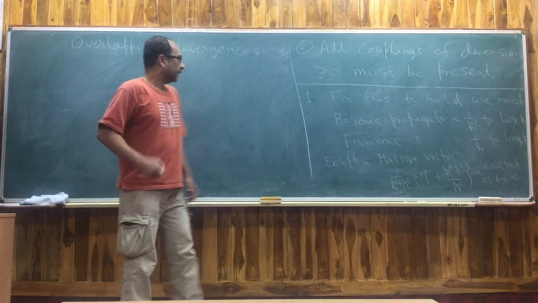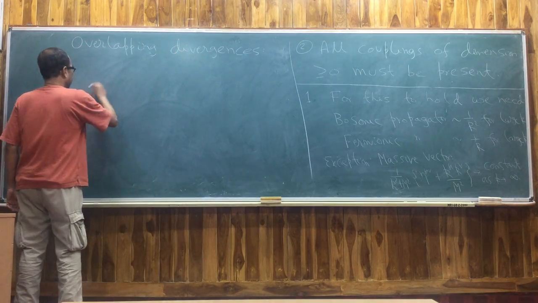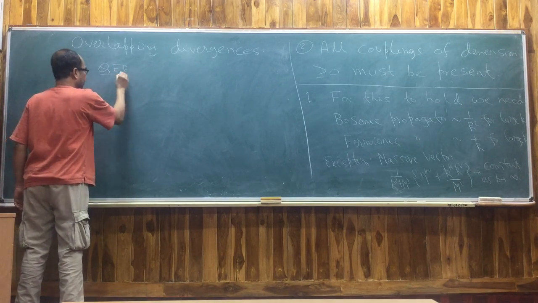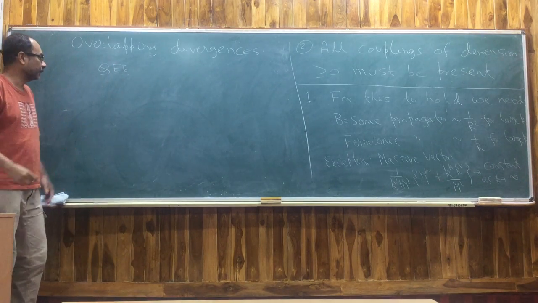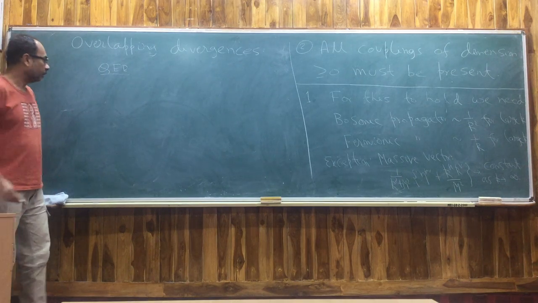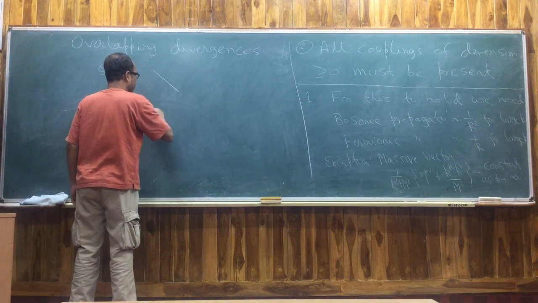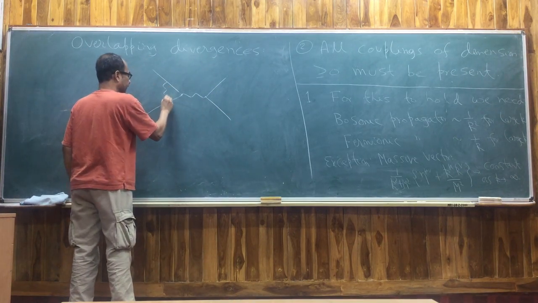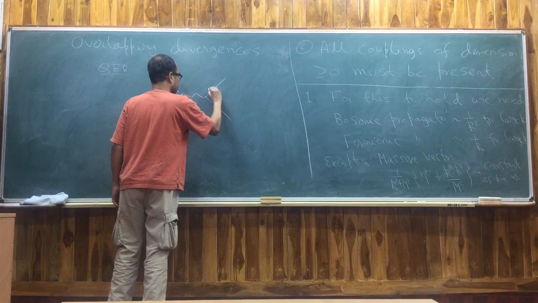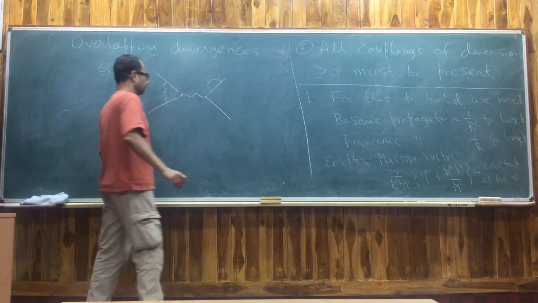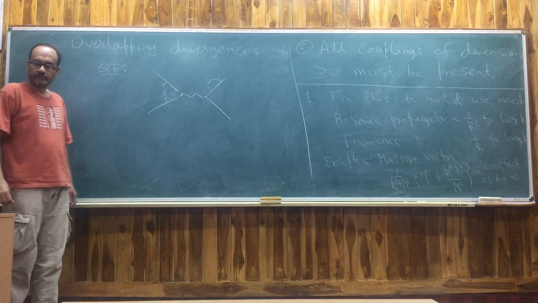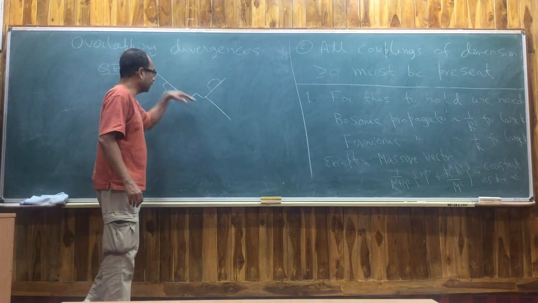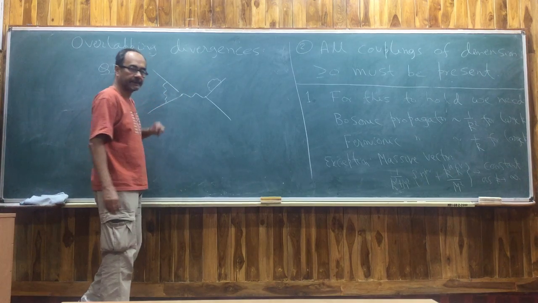For example, if we have a QED, okay, let's say QED. I think I'm using QED because it's probably a theory in which you are familiar with the Feynman rules. We can consider a diagram like this. Two loop diagram. These are the external electrons and positrons, and these are the photon lines.